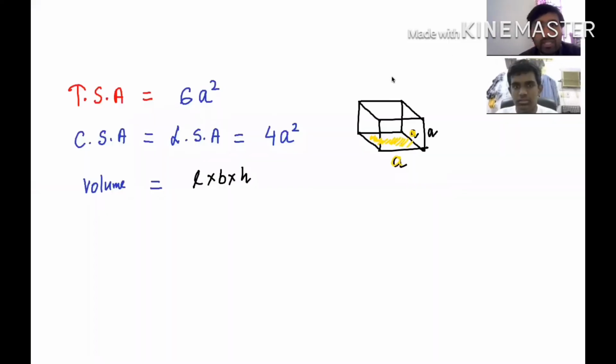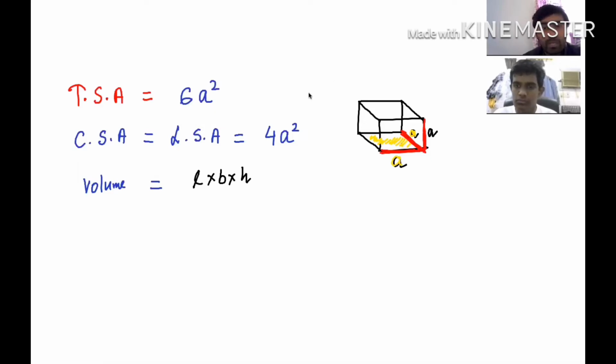See, the difference between the cube and the cuboid is, in a cube all the sides are equal. But in case of a cuboid, the lengths of the sides vary. In case of a cube, this length is also a, this length is also a, and this length is also a. All the sides are equal, so that's why it is called a cube. When all the sides are different, it's a cuboid.